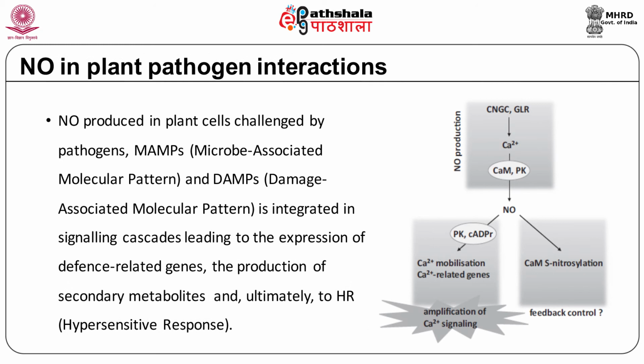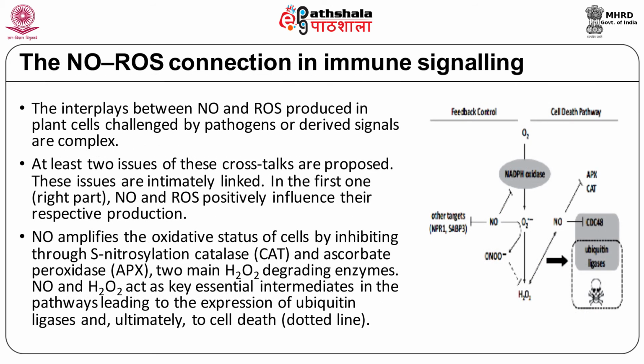Nitric oxide mediates its biological effects in plants facing microbial pathogen attack in various complex signaling pathways shared with reactive oxygen species and the secondary messenger calcium. Nitric oxide produced in plant cells challenged by pathogens, microbe-associated molecular patterns, or damage-associated molecular patterns is integrated in signaling cascades leading to the expression of defense-related genes, production of secondary metabolites, and to the hypersensitive response. The interplays between nitric oxide and reactive oxygen species produced in plant cells challenged by pathogens or derived signals are complex.